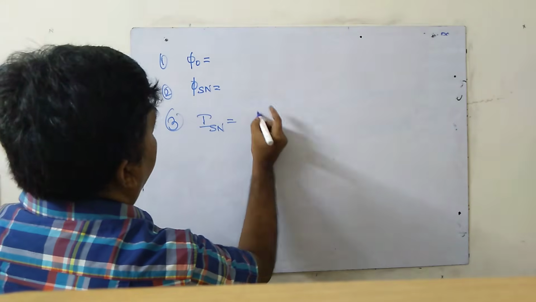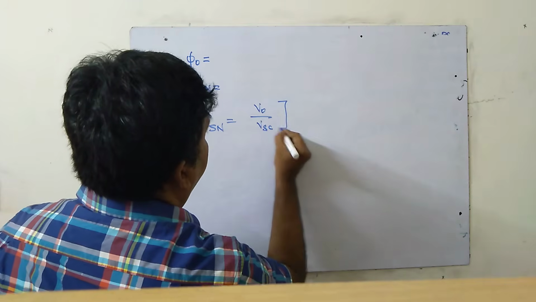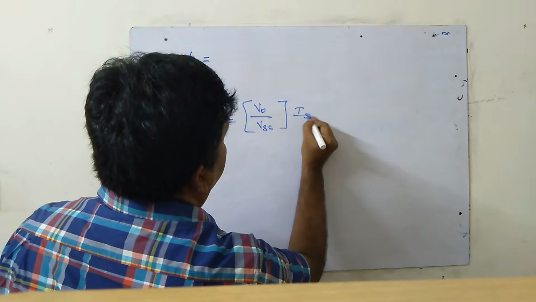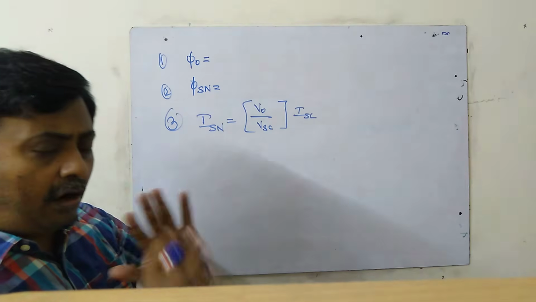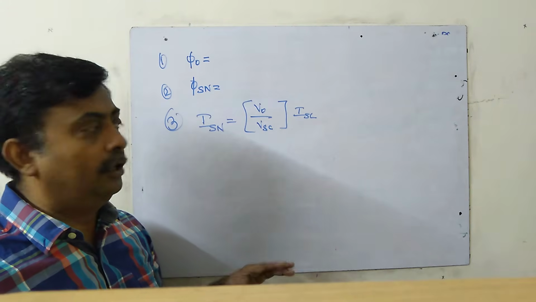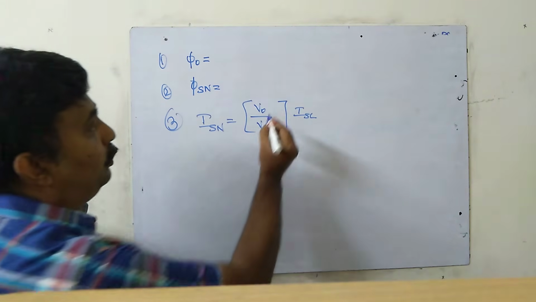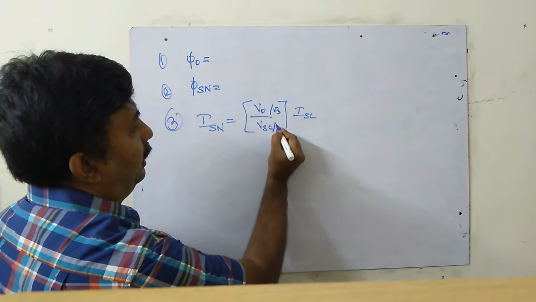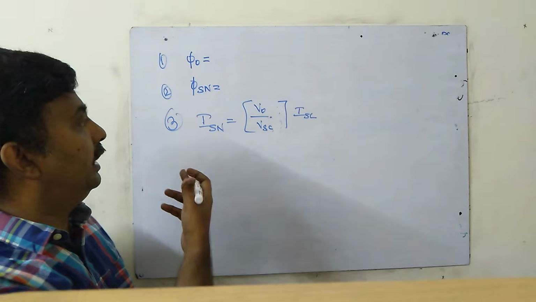ISN equals what formula? V naught divided by VSC into ISC. If it is a star connected network, we calculate per phase quantities only. For ISN, per phase means divided by root 3, and here also divided by root 3. So the root 3 is not necessary and we are not considering it. So for a star connected network, no issue.